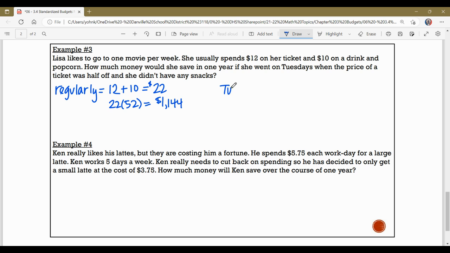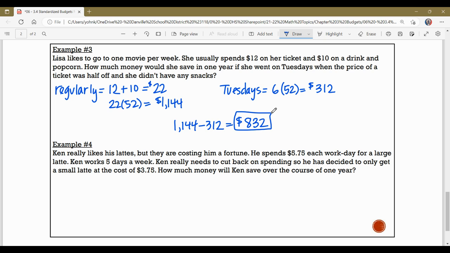If she goes on Tuesdays, the ticket is half off. So normally it's $12. Now it's $6. And she doesn't get any snacks. She goes once a week. So times 52. This way she only spends $312. So how much did she save? 1,144 minus 312. She will save $832. Imagine that. Just switching the day of the week that you go to the movies on and bringing your own snacks is going to save you $800. That's insane.